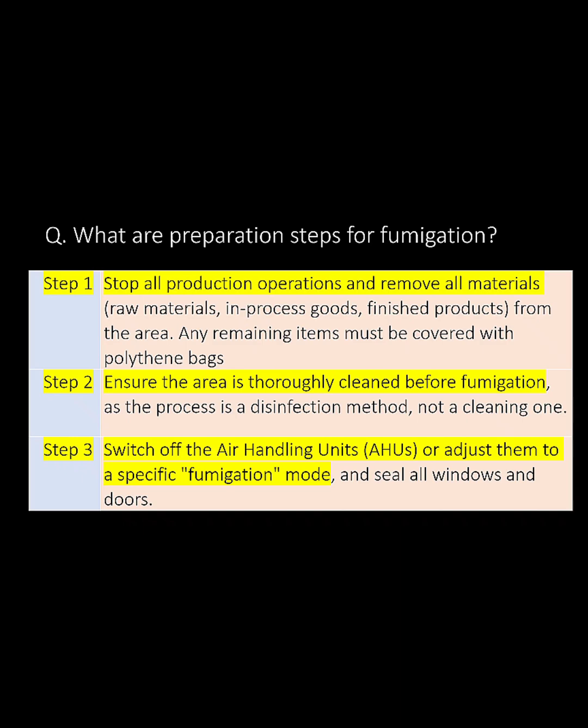What are the preparation steps for fumigation? Step 1. Stop all production operations and remove all materials from the area. Any remaining items must be covered with polythene bags. Step 2. Ensure the area is thoroughly cleaned before fumigation, as the process is a disinfection method, not a cleaning one. Step 3. Switch off the air handling units, that is AHU, and adjust them to a specific fumigation mode and seal all windows and doors.